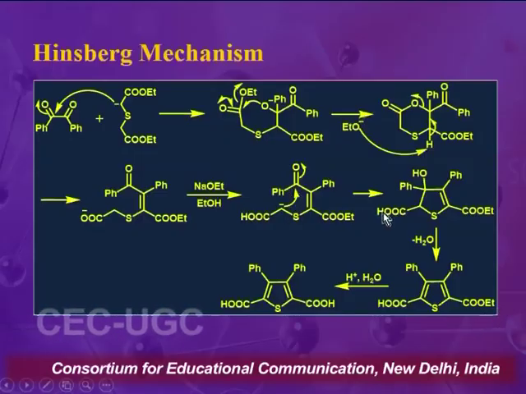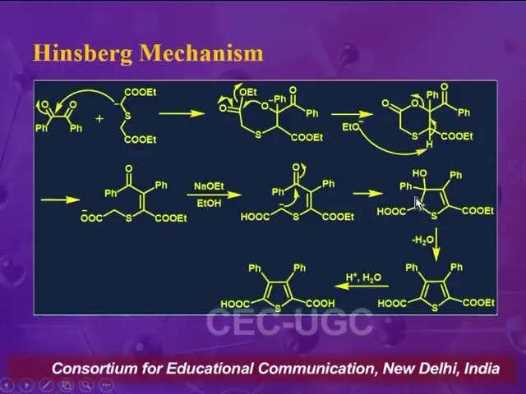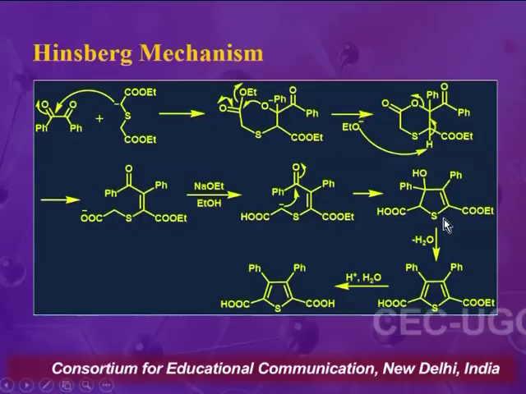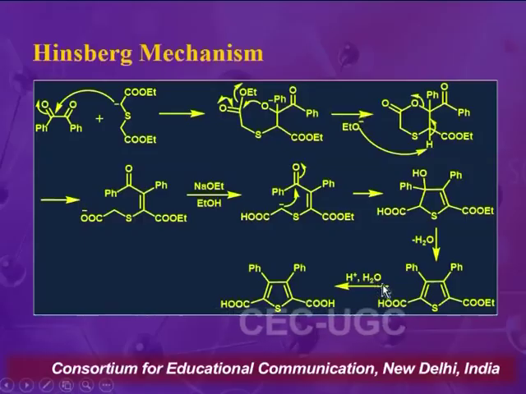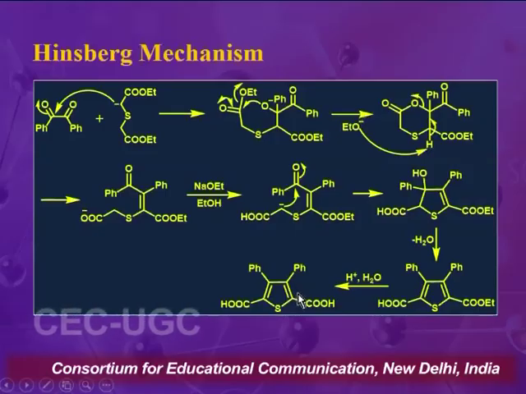and after intramolecular attack there will be formation of a 5-member ring with sulfur as the heteroatom. From this intermediate there will be elimination of a water molecule, and we will get the thiophene derivative, and further the hydrolysis of ester into acid will be carried out by using acidic aqueous medium. In this way we can synthesize different thiophene derivatives by using the Hinsberg method.